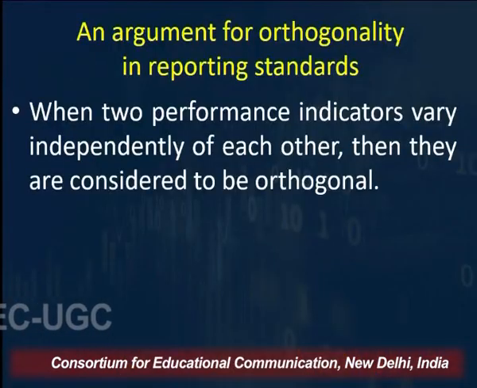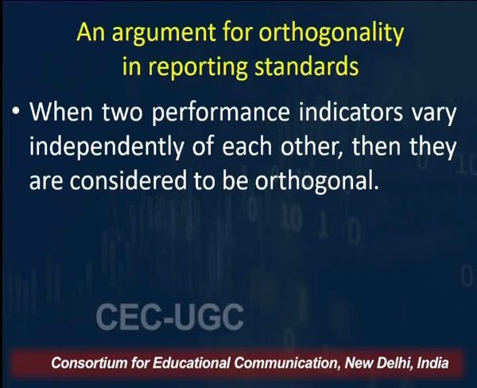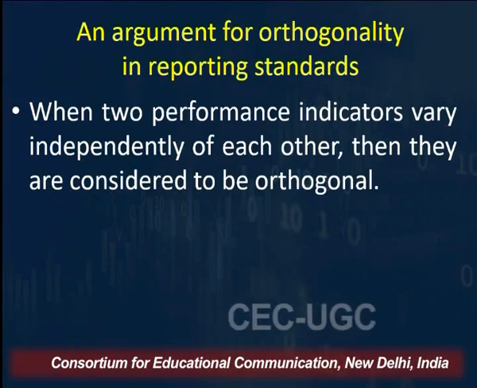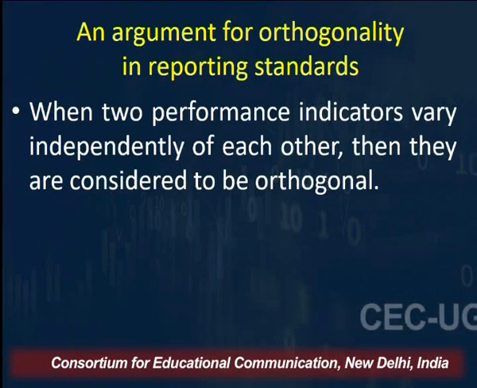Now, there is an argument for orthogonality in reporting standards, and this argument comes in front of us when two performance indicators vary independently of each other, then they are considered to be orthogonal. This question comes in front of us as learners: what is orthogonality in the reporting standard, and when we come across this, how do we deal with it?